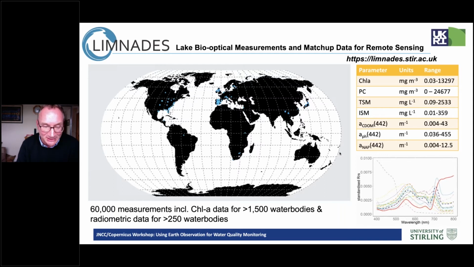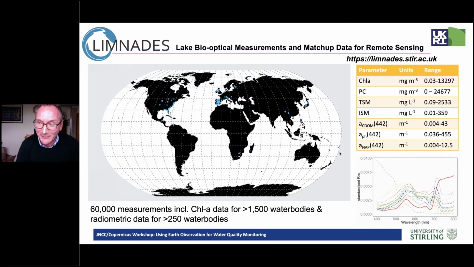And in fact, over the course of the project, we managed to get about 60,000 measurements, for example, of chlorophyll for 1,500 lakes around the world. Not all the lakes are in our target population for this project. But also critically, radiometric data for 250 water bodies around the world as well. So that provided a really phenomenal data set, much greater than we had proposed in the proposal initially, which then set challenges actually for us in terms of storing that data, but also making it available to the community.